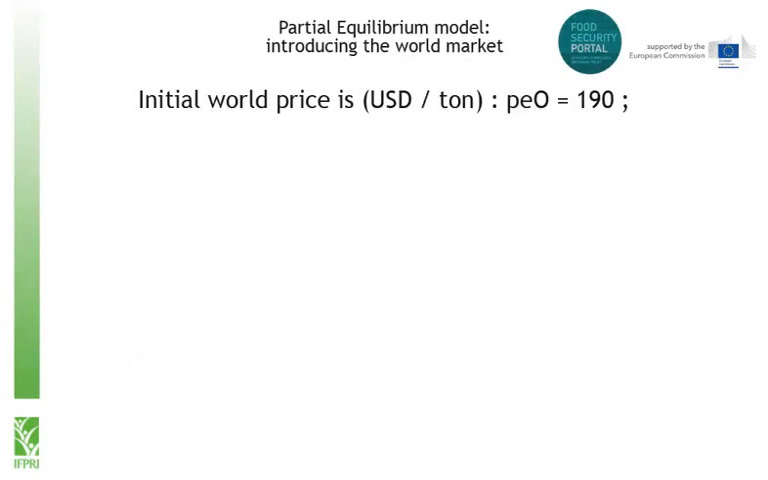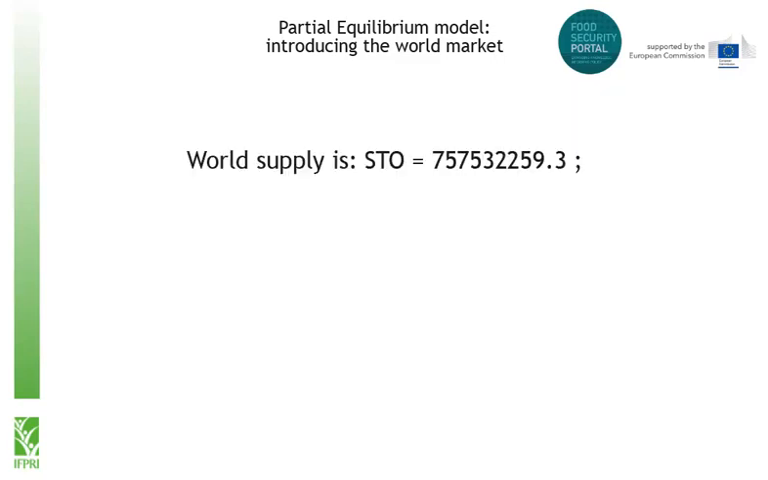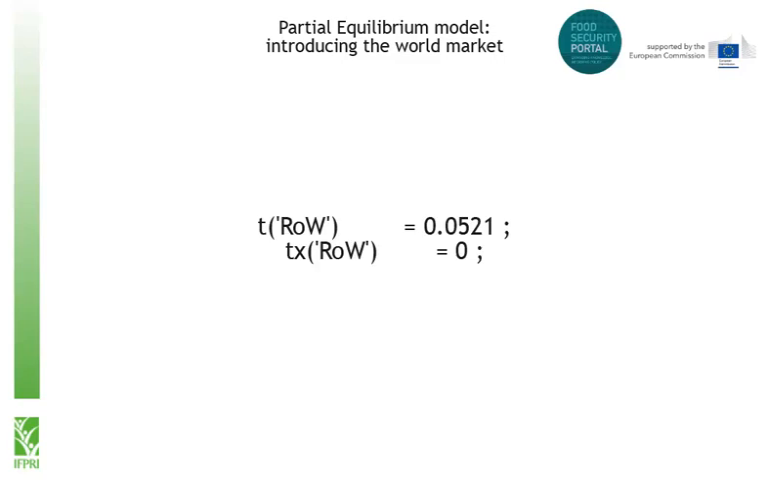Finally, you need an initial world price of wheat. In US dollars per ton, it will be 190. You need a world supply, so it is around 757 million tons. Then you need an import duty applied by the rest of the world. So I calculated an average duty for the rest of the world, and it is 5.21%. An export tax by the rest of the world will be 0.